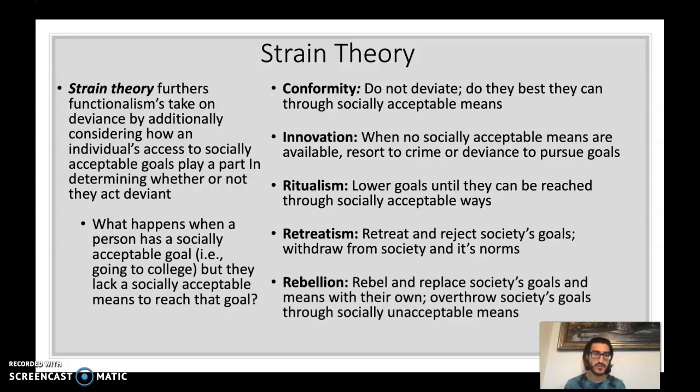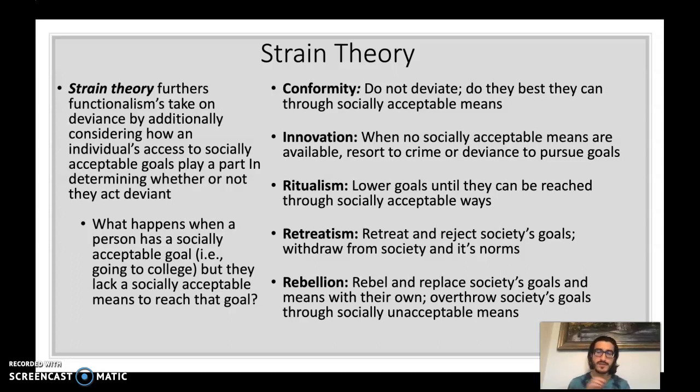And the last option for strain theory is rebellion. According to this aspect of strain theory, rebels will replace society's goals and means with their own. So they will strive to overthrow society's goals through socially unacceptable means. It's this kind of idea that if I can't achieve this goal that I have, I'm going to tear this institution to the ground, and I'm not going to walk away peacefully. I'm going to go kicking and screaming, right?